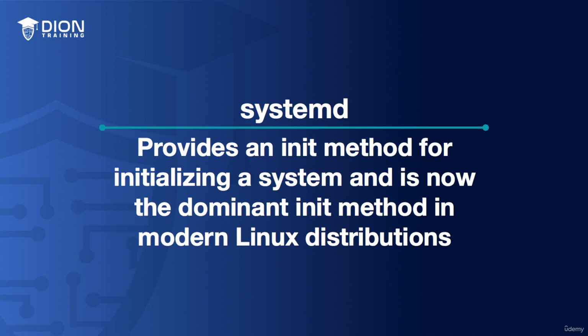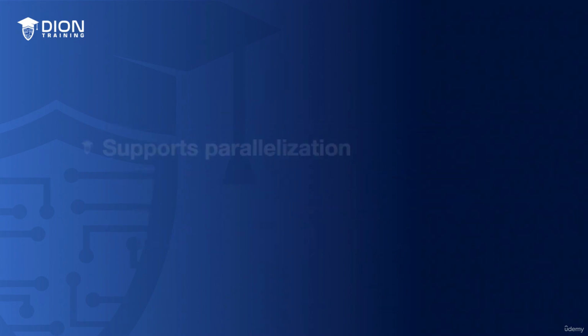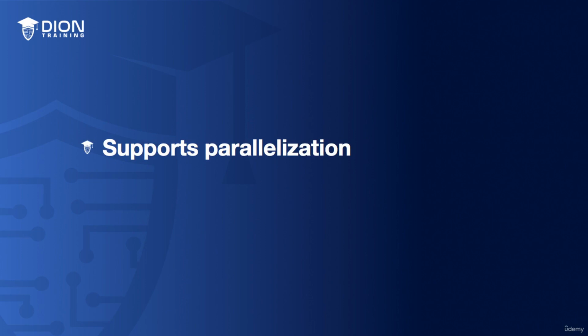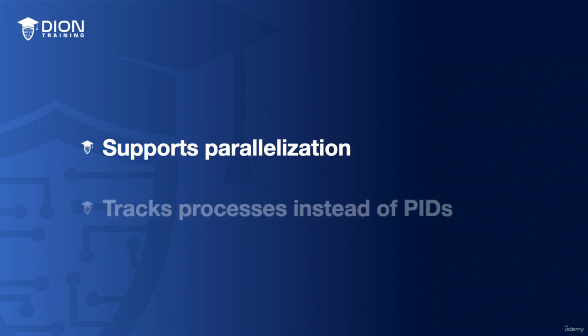The systemd suite is going to offer several improvements over older methods as well. For example, it supports parallelization, like starting programs at the same time for quicker boot up and reducing shell overhead. In systemd, control groups are also used to track processes instead of process IDs or PIDs, which provides a better isolation and categorization for all of your processes.